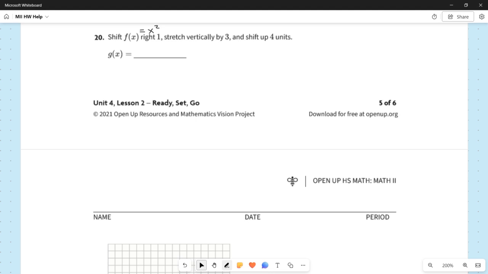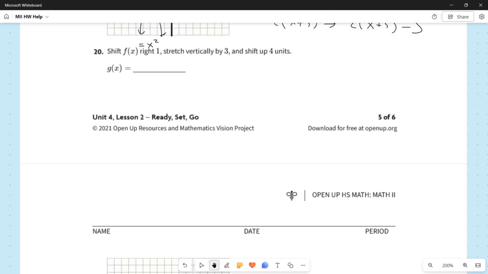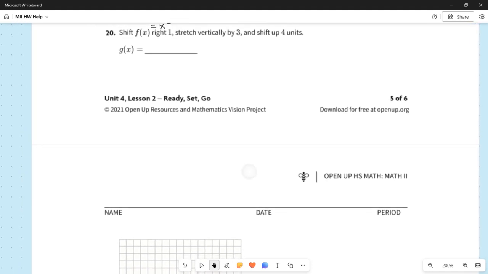When we shift a function to the right 1 unit, it means we replace our input. Whatever our input is, in this case x, we replace that x with x plus 1. Now we're squaring it, and even though there weren't parentheses in the original parent function, now we need them around our new input. Because we're shifting to the right, it's minus, so it's going to be x minus 1.